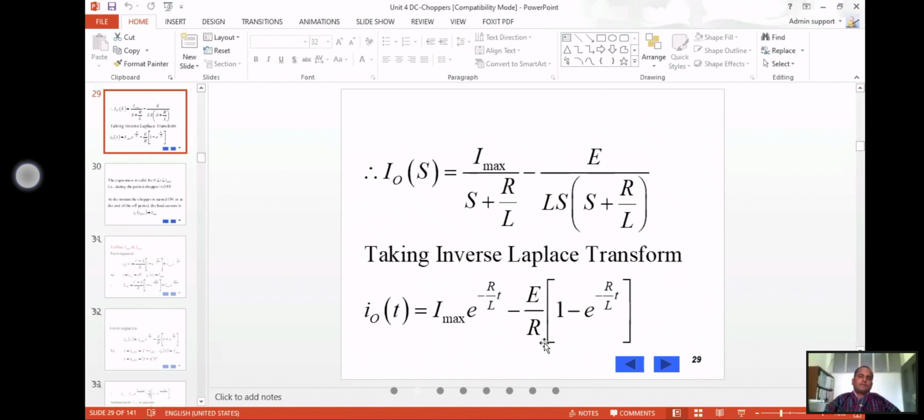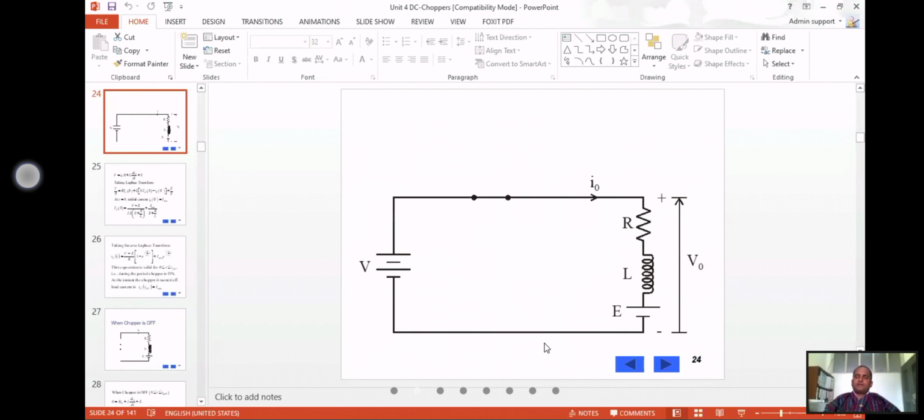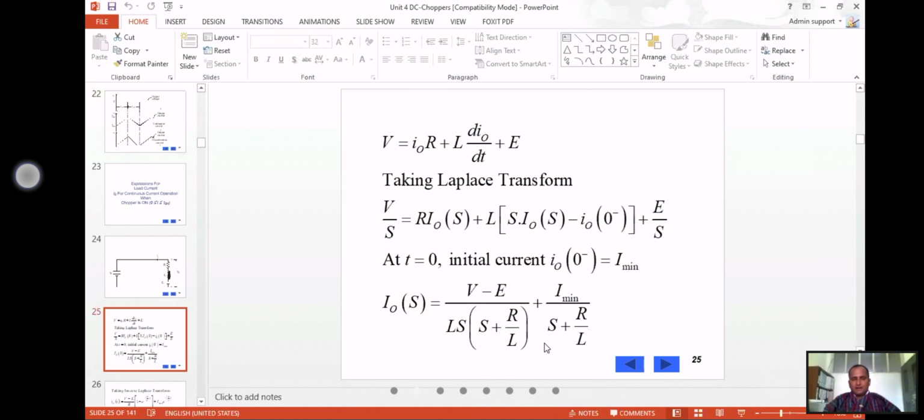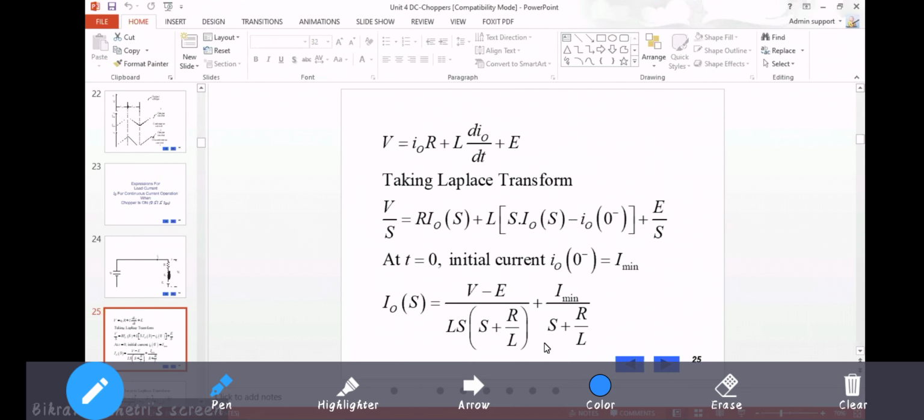If you know the Laplace transformation, it's quite easy. But if you do not have an idea how to do the Laplace transformation, then this question might look quite complicated. If you know the Laplace transformation, the inverse Laplace transformation is quite simple, just converting from Laplace back to the time domain. So please go through these equations, okay, and try to redo them yourself.